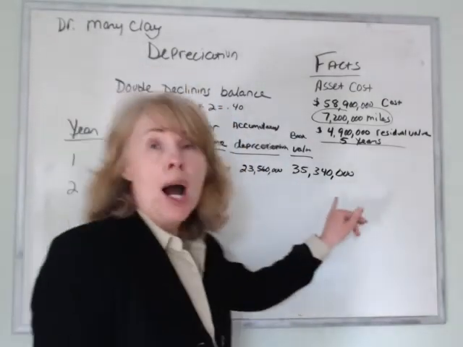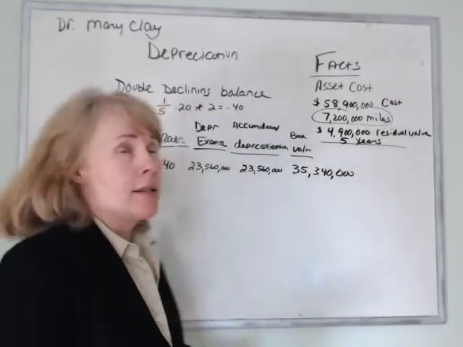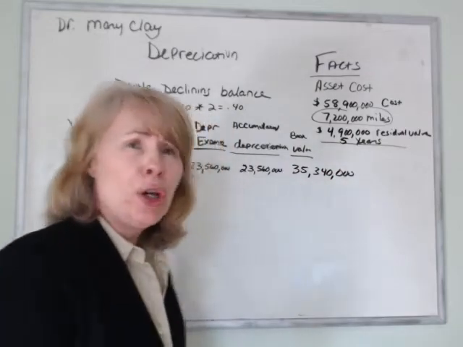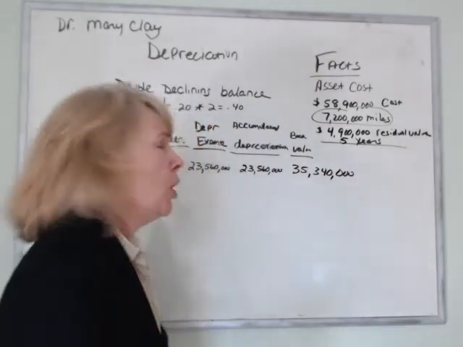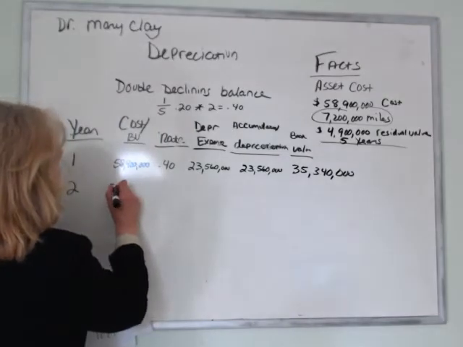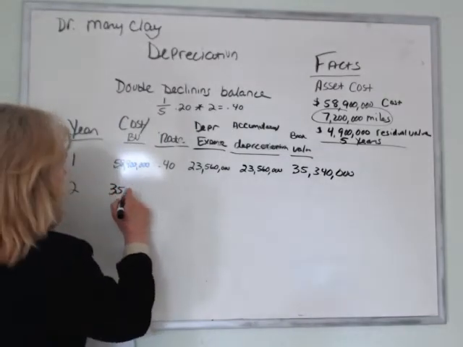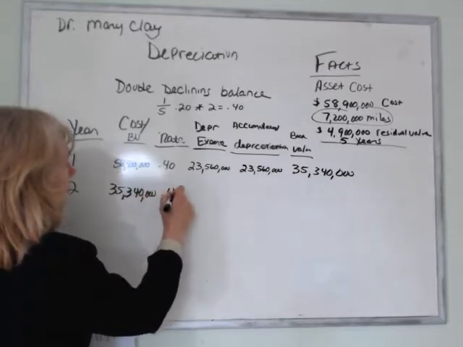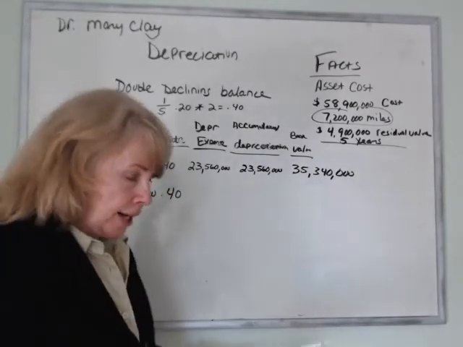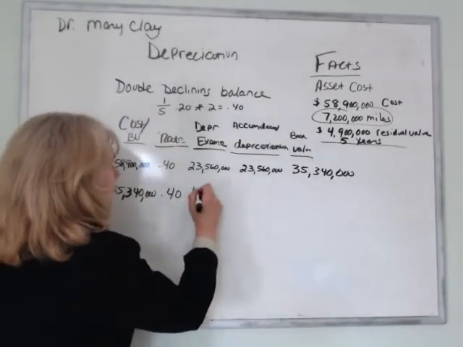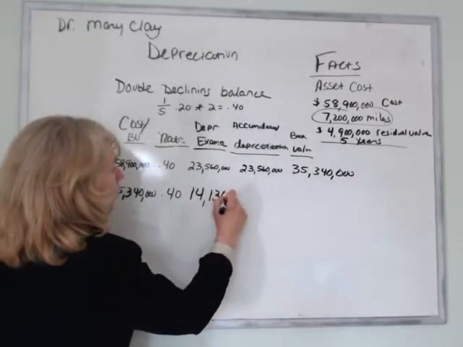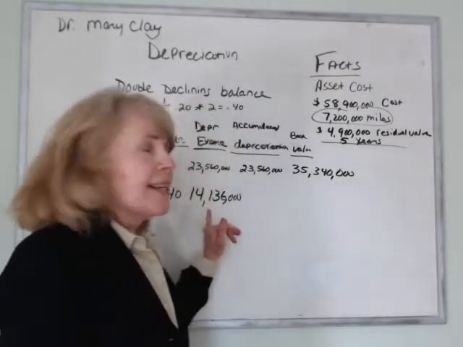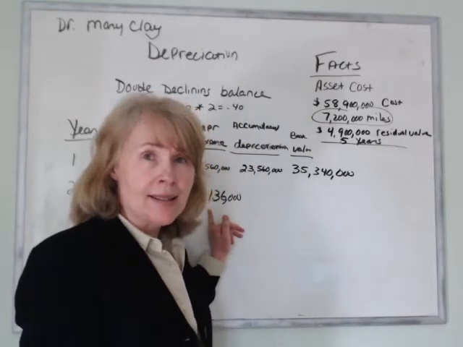All right, but now watch. This is why I don't like to call it cost. I like to call it cost/book value. Because in year 2, you're not using cost now. You're using book value. 35,340. I multiply it by the rate, 35,340, and I get 14,136,000. Okay, understand what this number is. This is my depreciation expense.